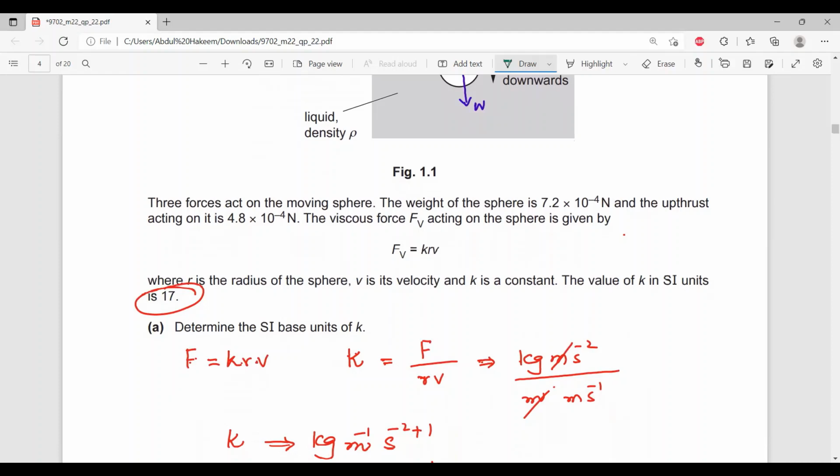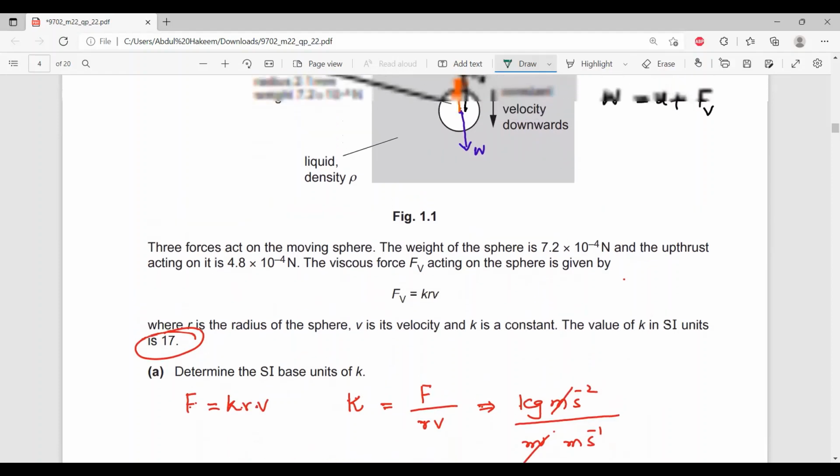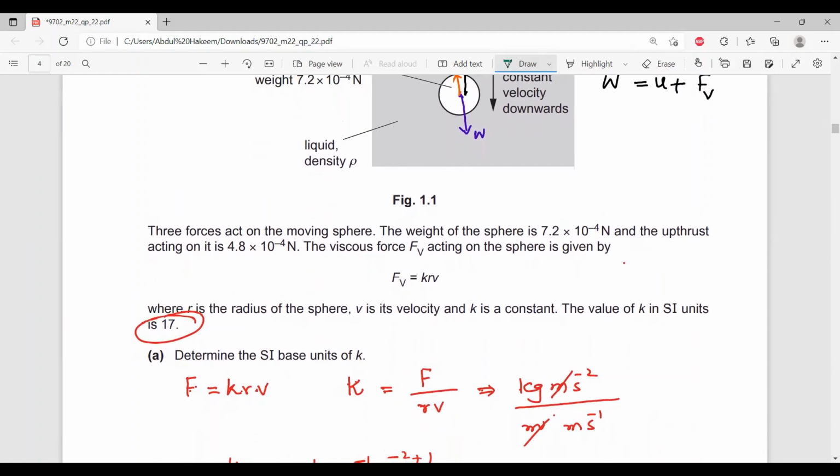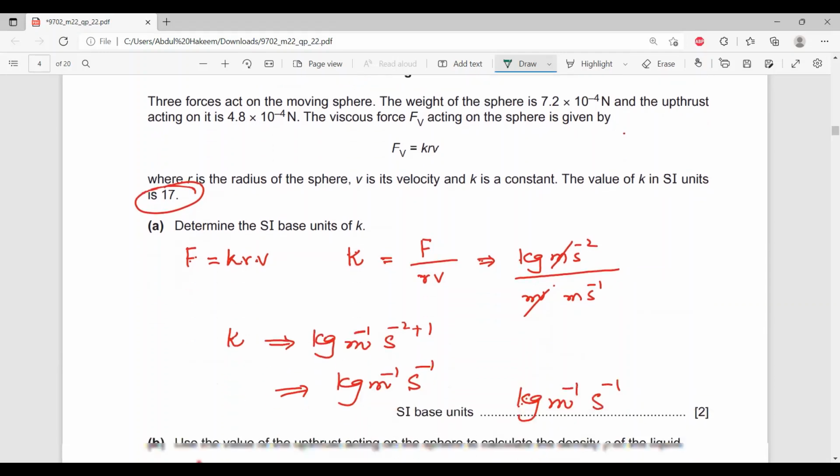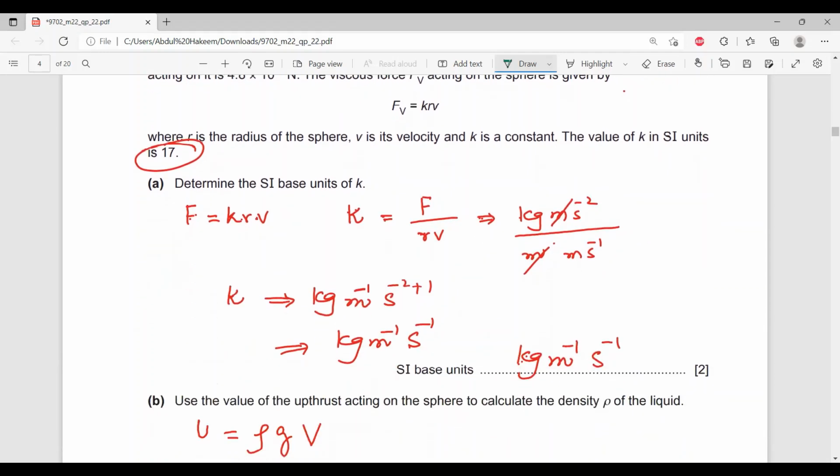The viscous force Fv acting on the sphere is given by Fv = KRV, where R is the radius, V is the velocity, and K is the constant. And the value of K in SI units is given as 17. So it's already done for you. Now, the question is: determine the SI base unit of K.